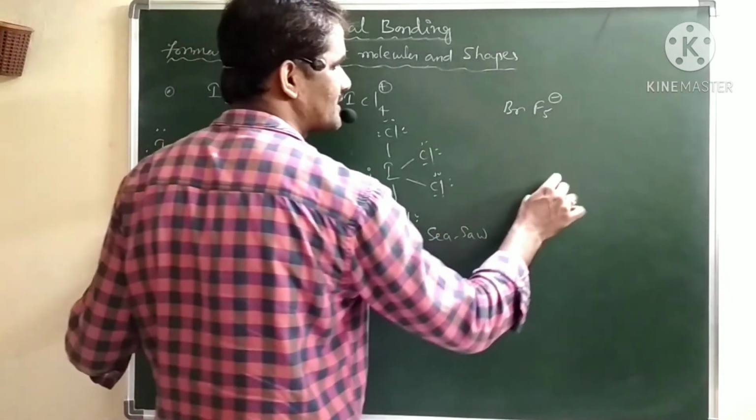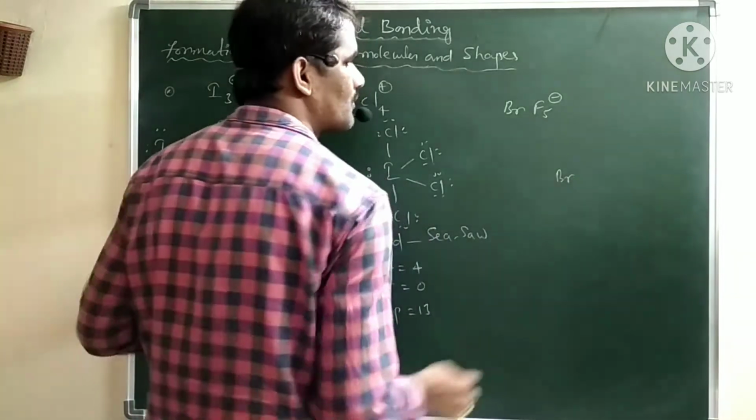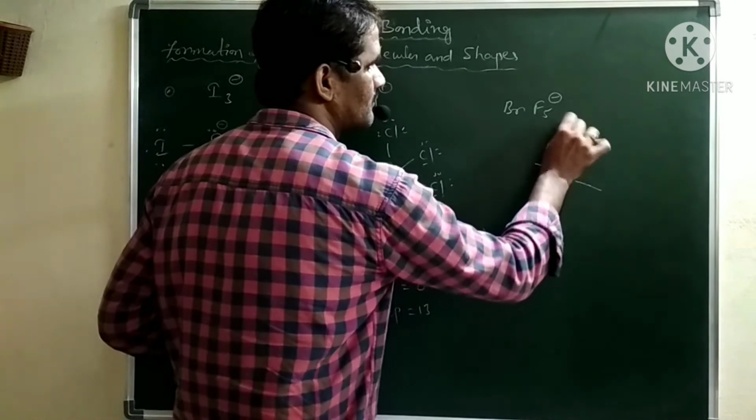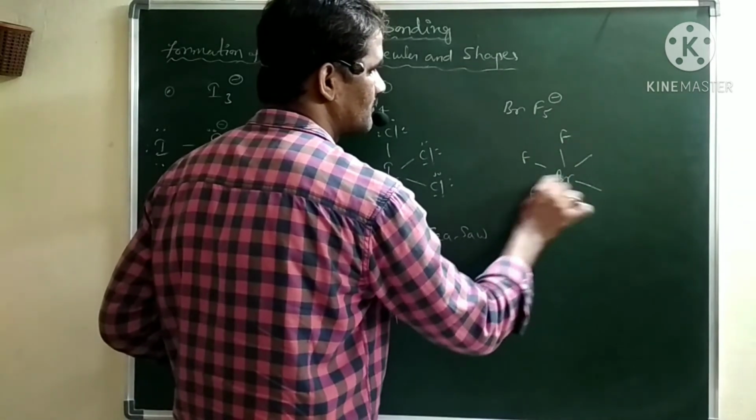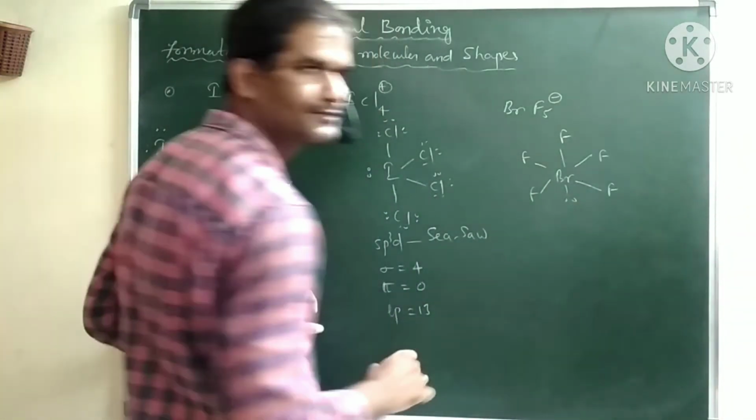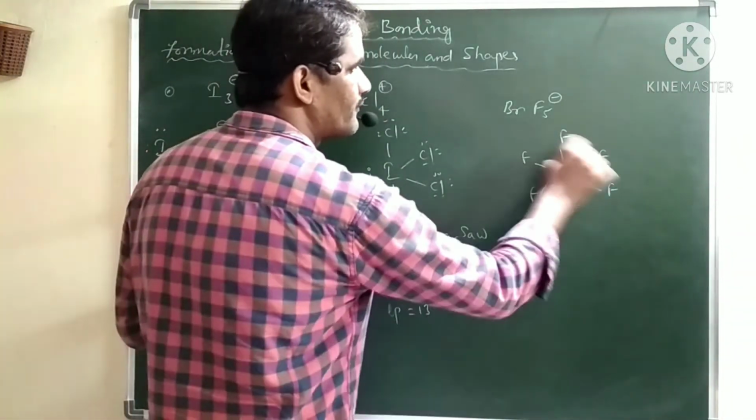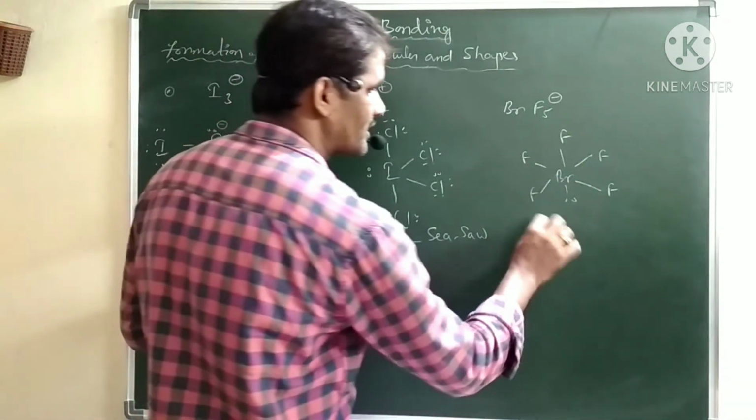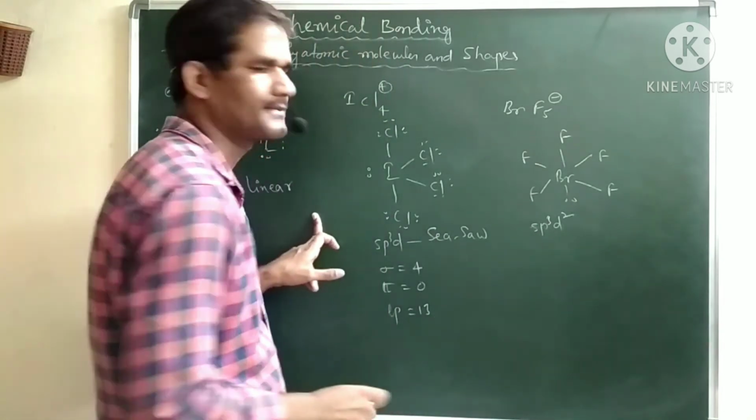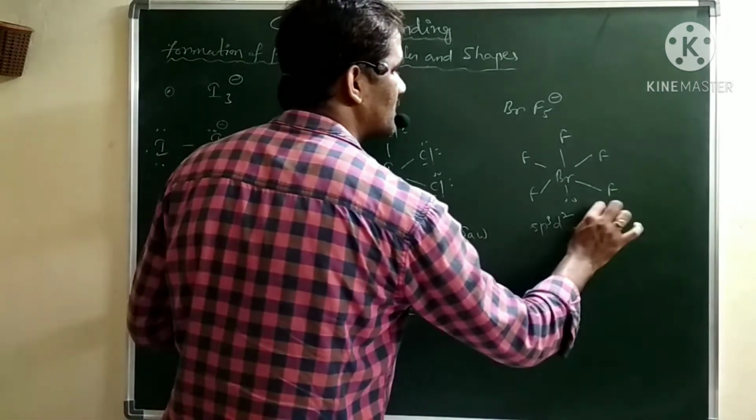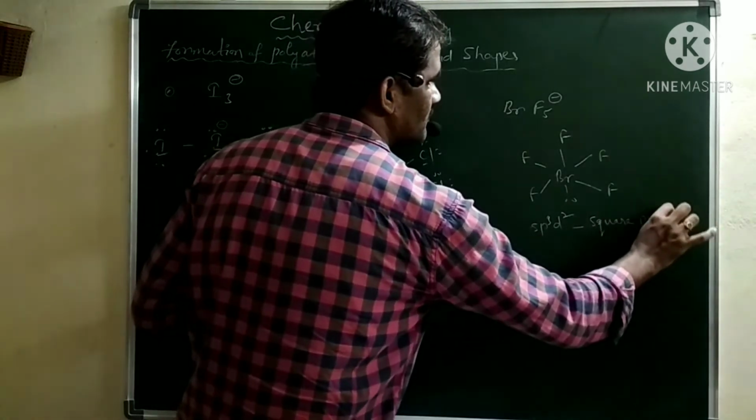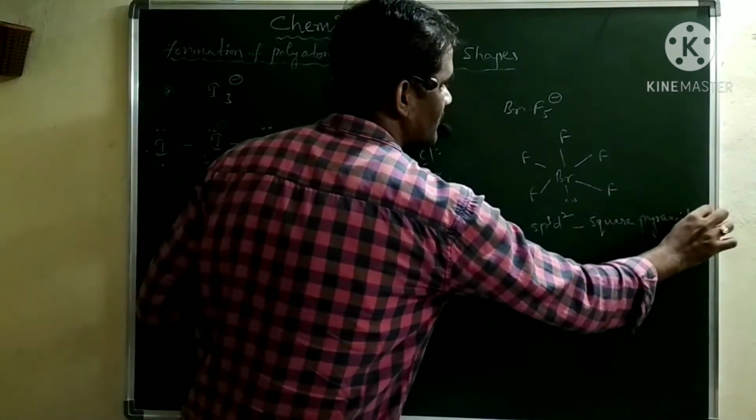And BrF5 minus. Bromine is the central atom, and it has 1 lone pair. Now 5 bonds, 1 lone pair, total 6, means it is sp3d2 hybridization with 1 lone pair. Now the geometry is square pyramidal.